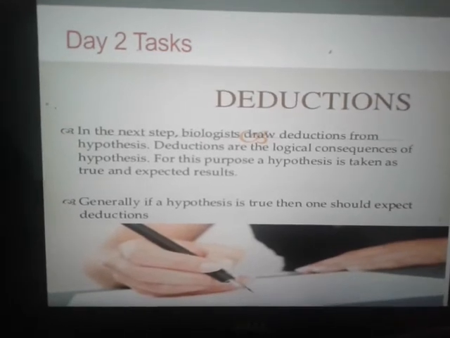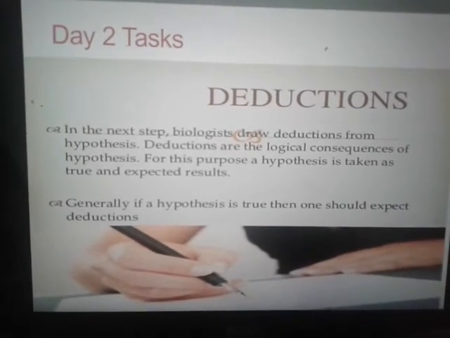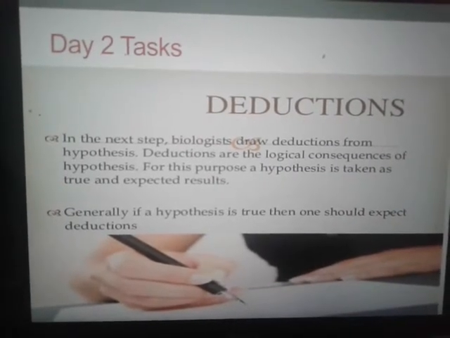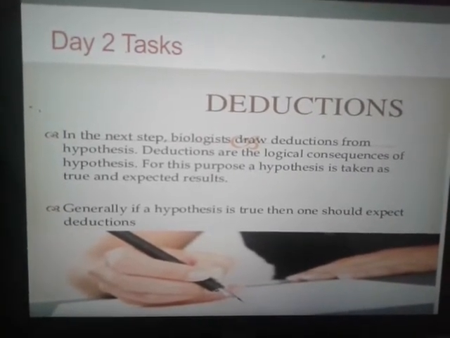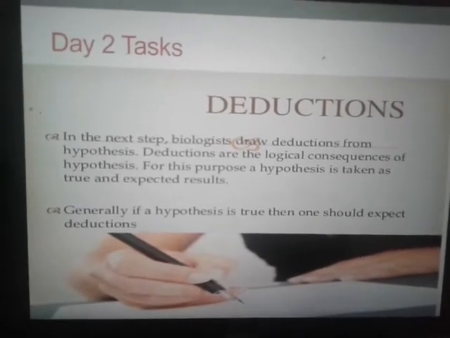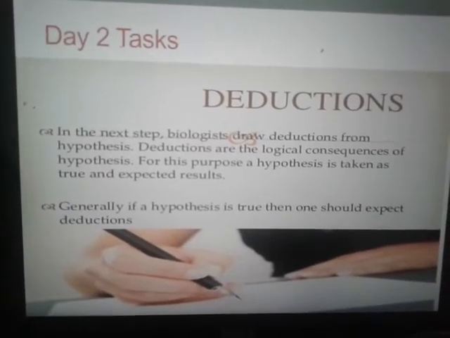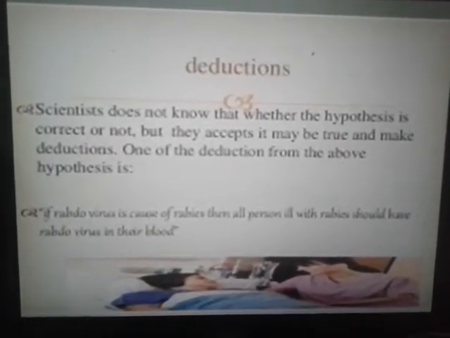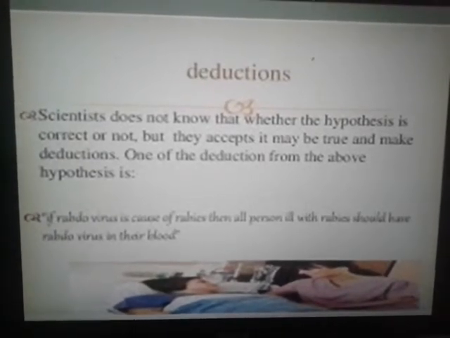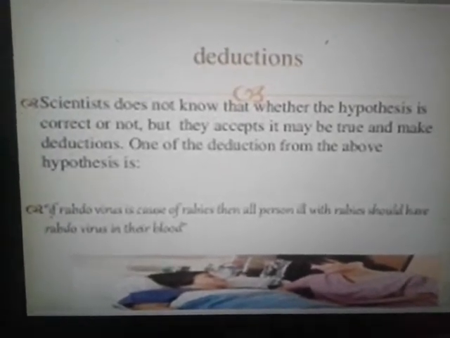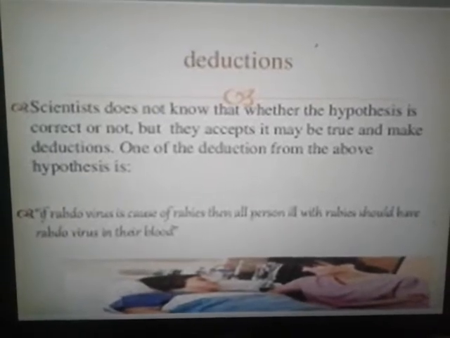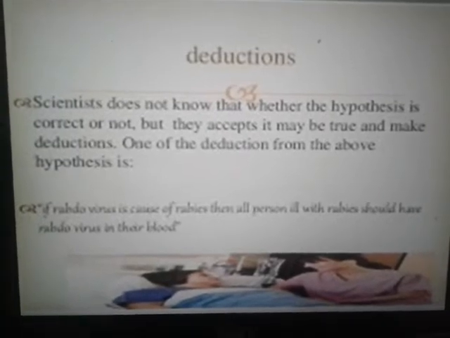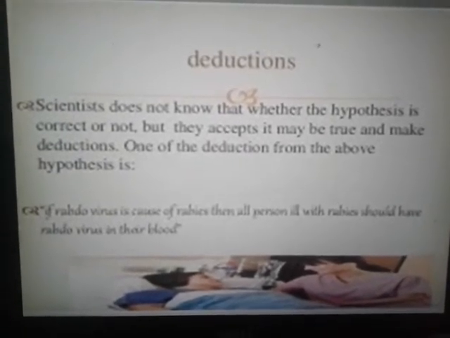Deductions. In the next step, biologists draw deductions from the hypothesis. Deductions are the logical consequences of hypotheses. For this purpose, a hypothesis is taken as true and results are expected. Generally, if a hypothesis is true, then one should expect certain deductions. Scientists do not know whether the hypothesis is correct or not, but they accept it may be true and make deductions. One deduction from the above hypothesis is about rabies.